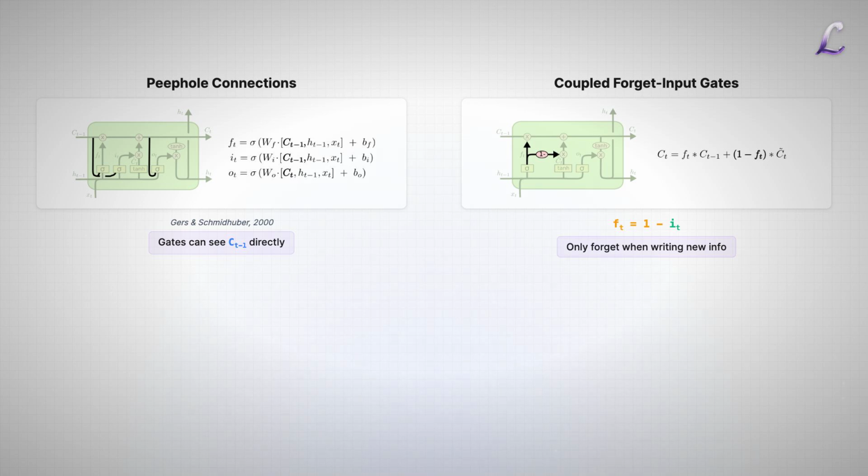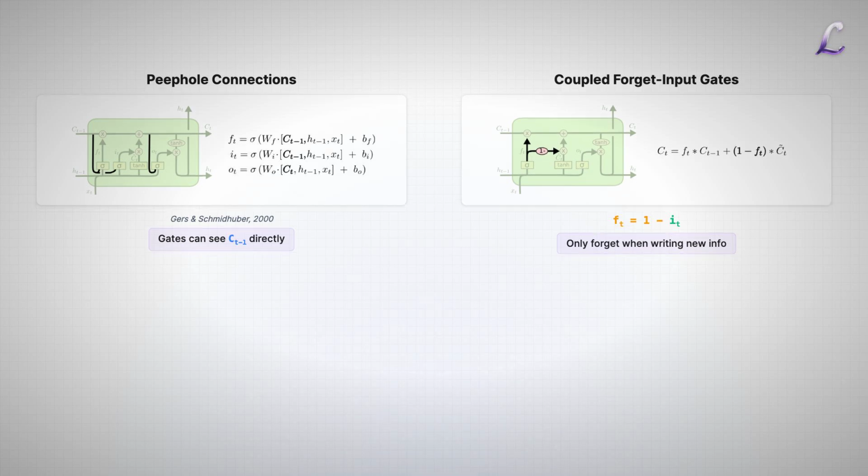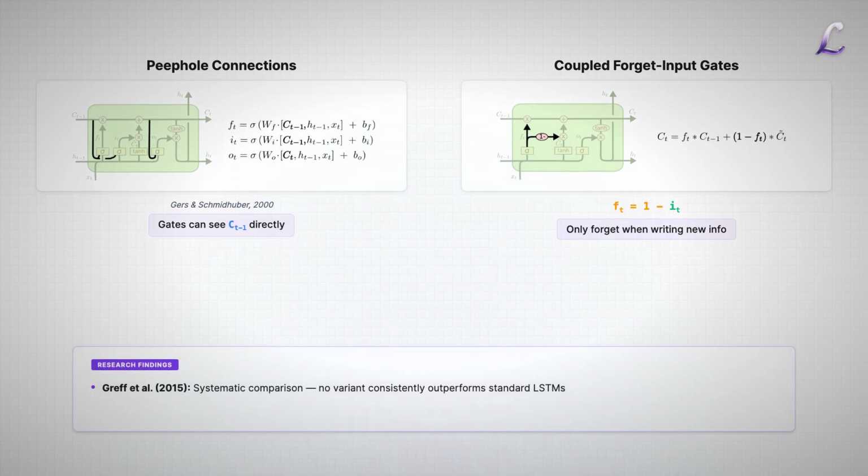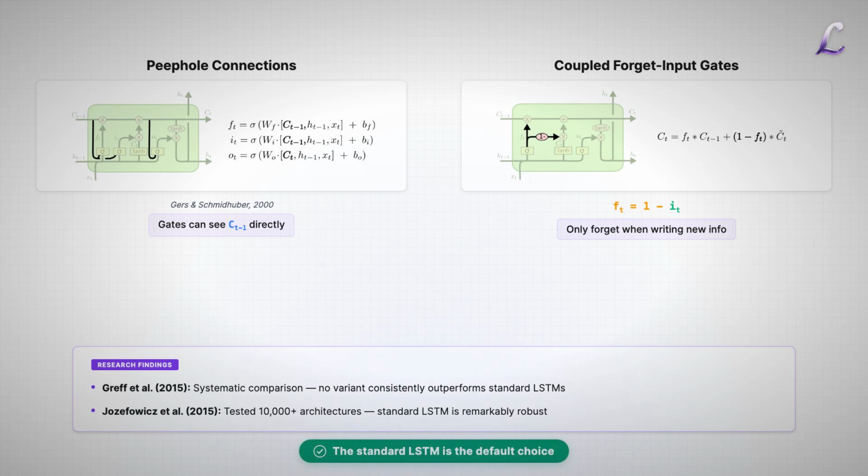Second, coupled forget and input gates. Instead of having independent forget and input gate decisions, you constrain them: F_t equals 1 minus I_t. This enforces a complementary relationship. You only forget when you have something new to write. This reduces parameters and can improve training stability.